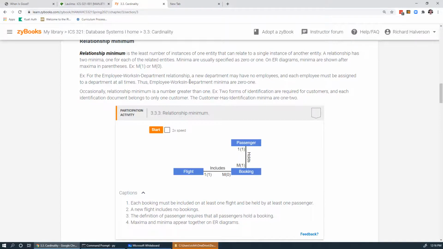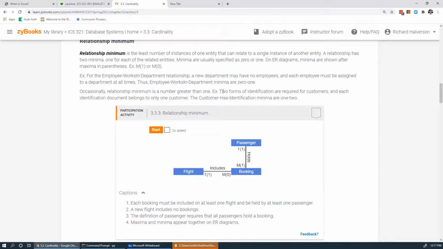Okay, so employee works in department relationship. A department may have no employees. Each employee must be assigned to a department, though. So the employee works in department minima are 0 and 1. Employee department 0, 1. It means the department can have 0 employees, but employee has to have at least one department. In fact, it's at most one department. Can an employee be in more than one department? I don't know.